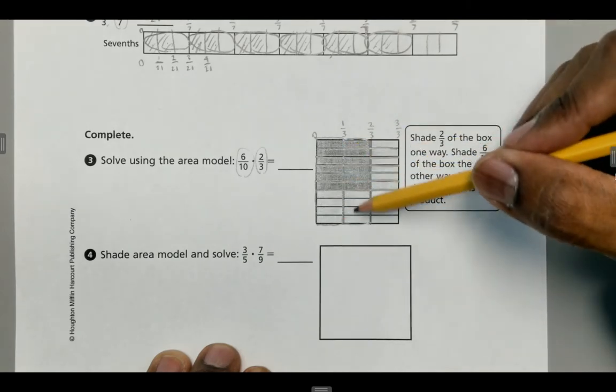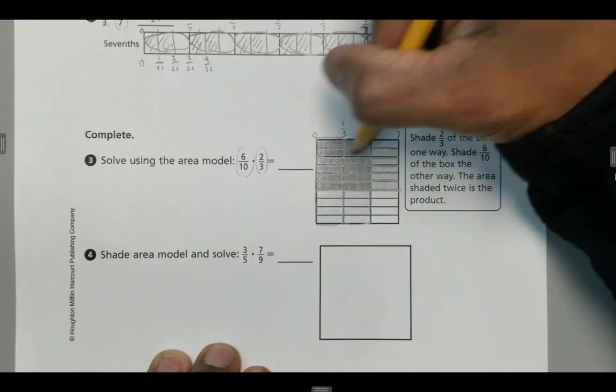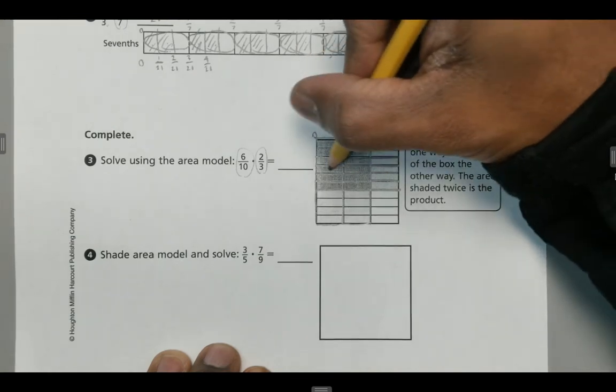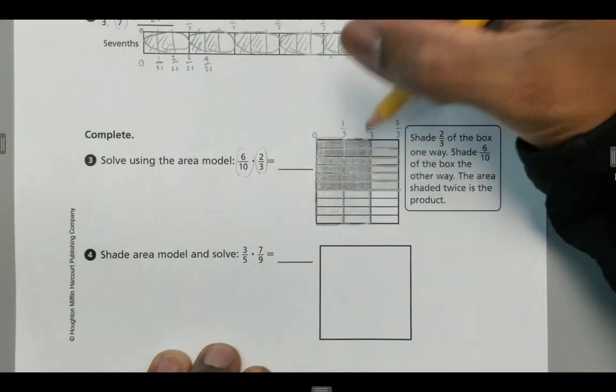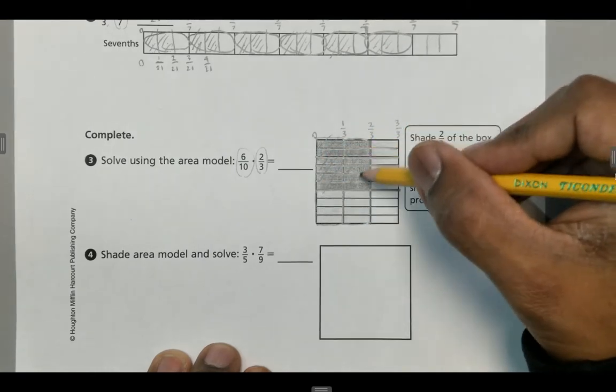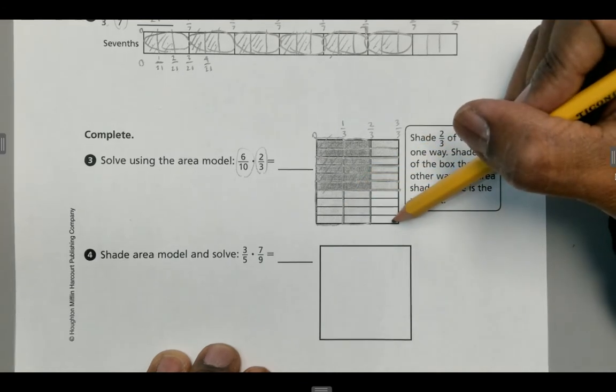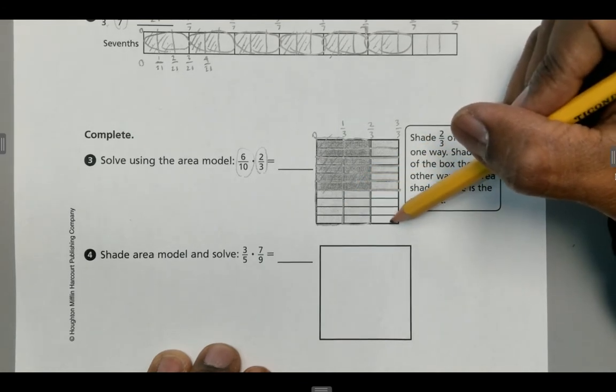Where these two columns, the 2/3, overlap with these 6 rows is the answer to my multiplication problem. That overlapped region is the answer. So, what does each of these tiny parts represent?